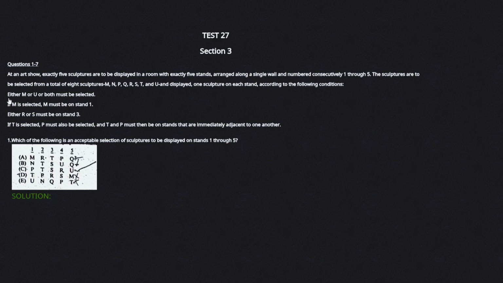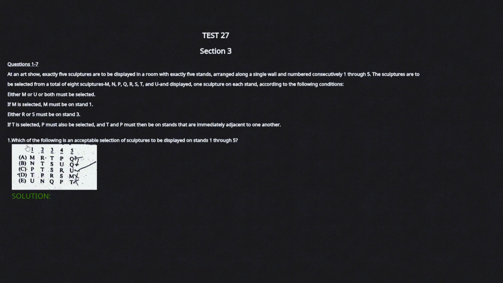The conditions here are: either M or U or both must be selected. If M is selected, M has to be on stand 1. Either R or S must be on stand 3. If T is selected, P must also be selected, and T and P must then be on stands that are immediately adjacent to one another. Okay, so let's go to the questions.